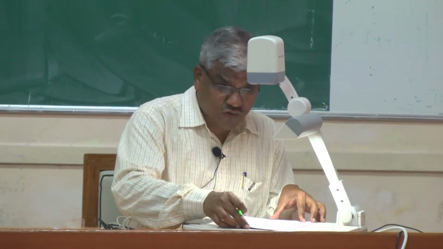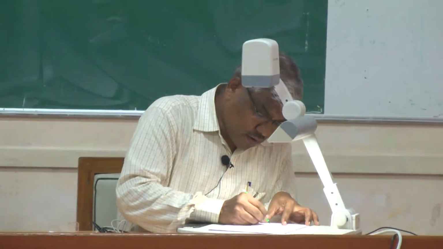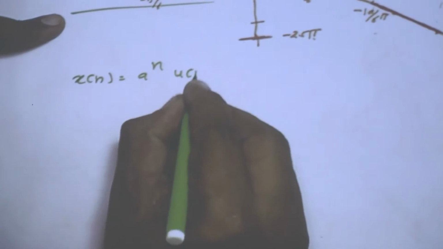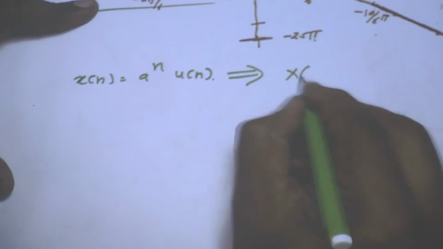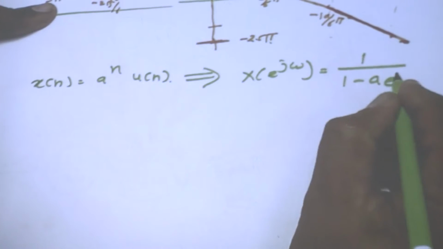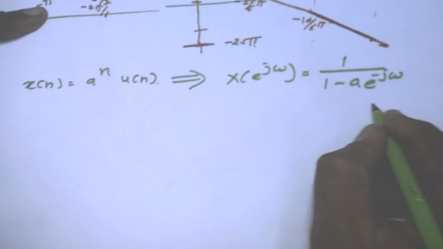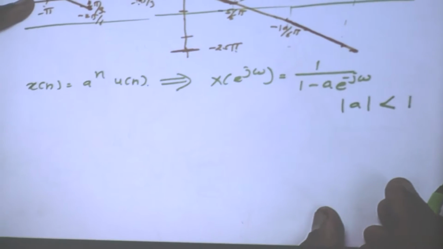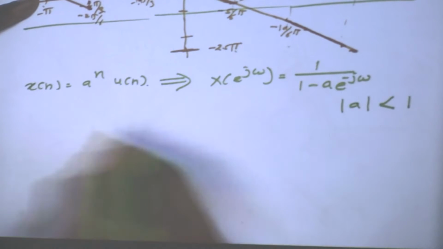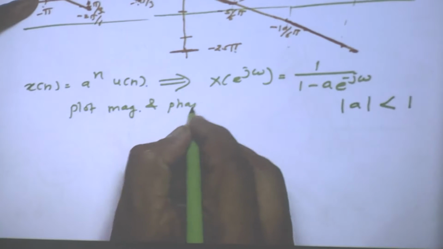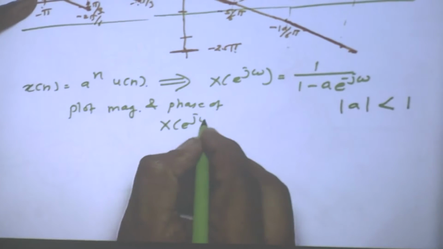The other day we have also solved one more problem. x[n] is equal to a to the power n u[n], and the Fourier transform of this was X(e to the power j omega) is equal to 1 divided by 1 minus a e to the power minus j omega, provided mod a is less than 1. Can you plot this? So plot magnitude and phase of X(e to the power j omega).